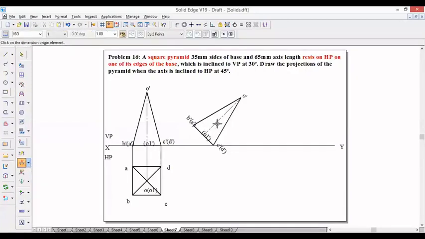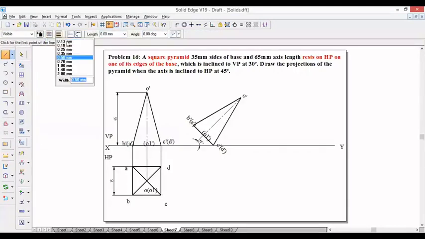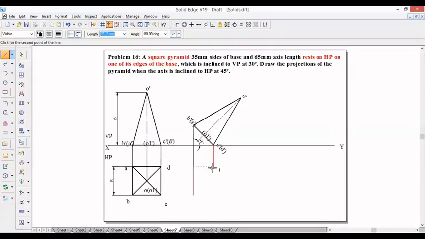Let's go for dimension. The angle between the axis and HP is 45 degrees. The height of the pyramid is 65 mm. The side length is 35 mm. Let's go for projection, with a 0.13 mm thickness line. So this is the AB line. The projection of A will come till here, and the projection of B is here. Then the projections of C and D will come on this line.